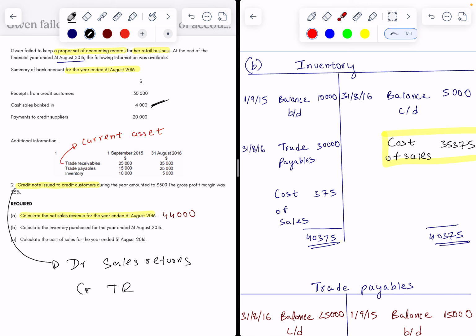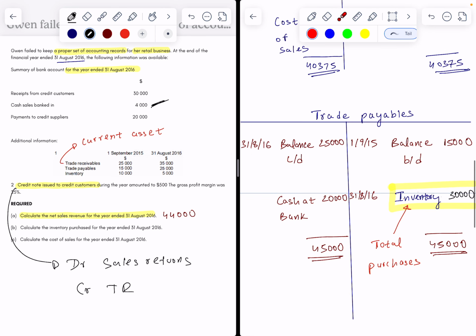So let's use the opening and the closing balances, which are given to us for trade payables. The opening balance for trade payables at 1 September 2015 is $15,000, and the closing balance is $25,000 at 31 August 2016. So the ledger account for trade payables is in itself a liability, because we are obligated to pay the suppliers for the inventory which we have bought from them on credit. To record the opening balance of the liability, we record it on the credit side. Liabilities, when they increase, are always credited. This means by default, the opening balance must always be on the credit side.